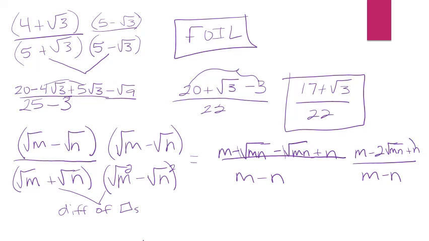You also could combine these together if you prefer and make them be m plus n minus 2 square root of mn. It doesn't really matter as long as it's all up there and they have the right signs in front of them. That's going to be the big thing that we have to watch out for.